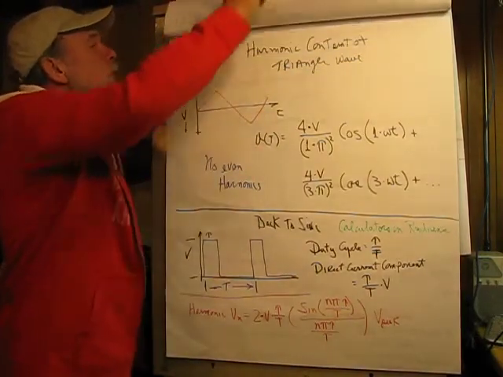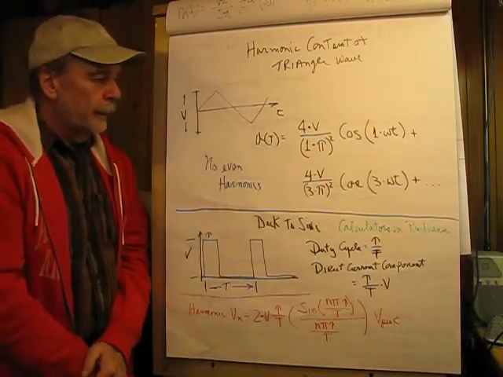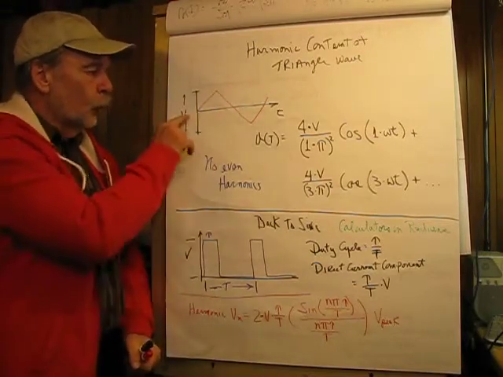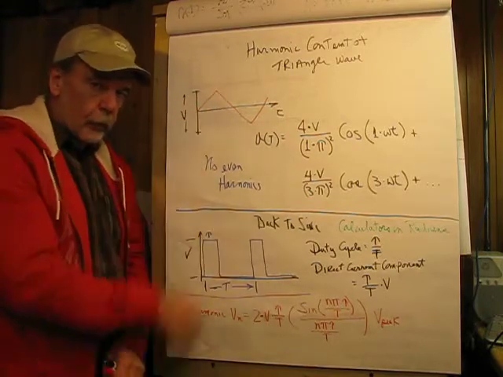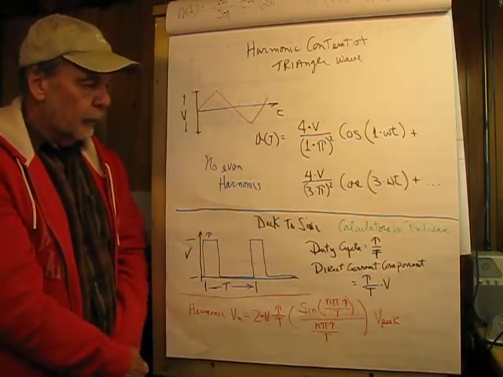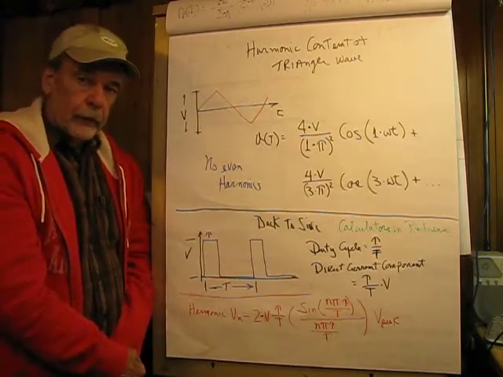So, take a look at the harmonic content of a triangle wave, and it's a little bit different. It's riding on 0 volts. It is symmetrical, so we know that there's no even order harmonics. And we can kind of see that there's no DC component in this either.